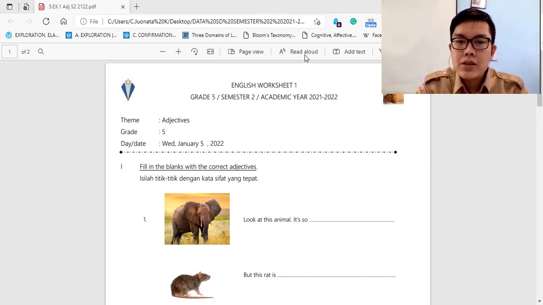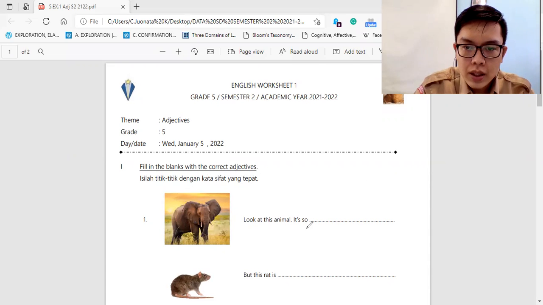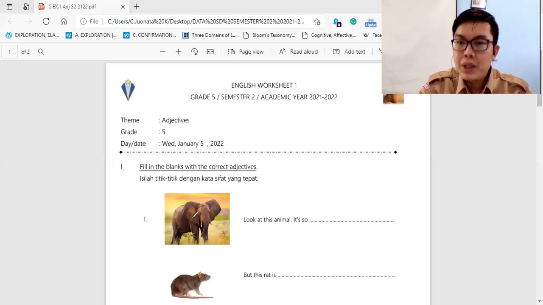All right, let's start with this. Number one, fill in the blanks with the correct adjectives. Isilah titik-titik dengan kata sifat yang tepat. Now you have to observe, right? Kalian harus observasi dulu gambar nomor satu ini apa. Ya, from physically. From the appearance, bentuknya seperti apa. Ya, yang pertama adalah gambar gajah. Look at this animal. From the picture itself, it resembles big. So the answer for this is big.